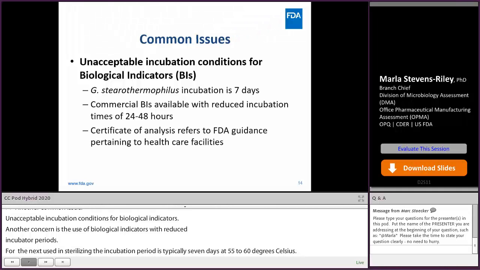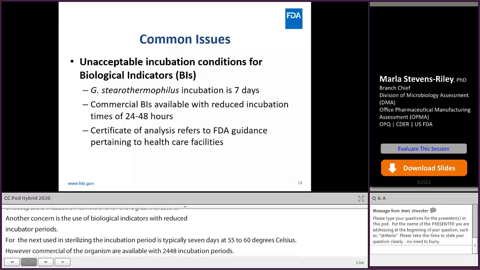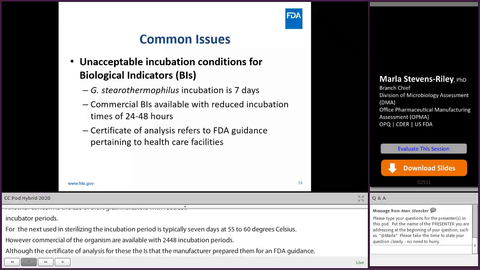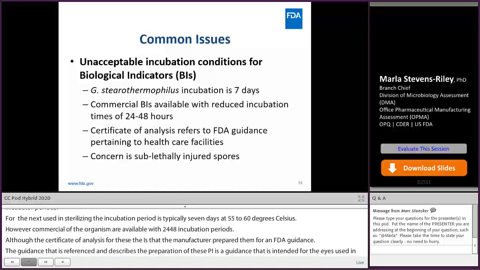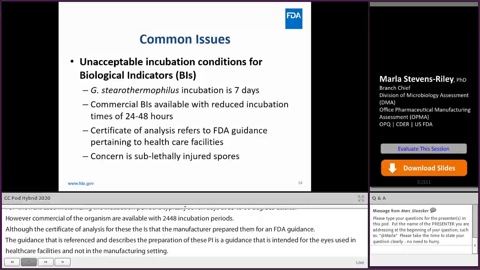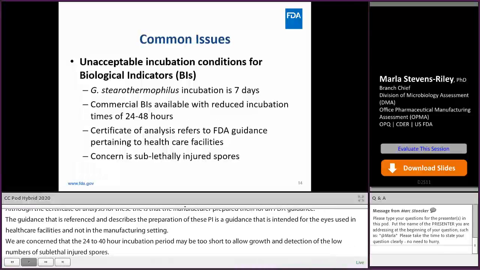The certificate of analysis for these BIs may indicate that the manufacturer prepared them per an FDA guidance. The FDA guidance that is referenced and describes the preparation of these BIs is intended for BIs used in healthcare facilities and not in the manufacturing setting. We are concerned that the 24 to 48-hour incubation period may be too short to allow growth and detection of low numbers of sublethally injured spores. Therefore, we recommend the use of a 7-day incubation period for G. stearothermophilus for moist heat sterilization studies.